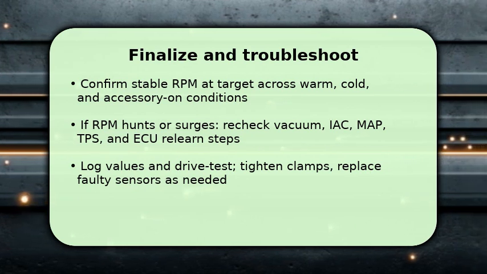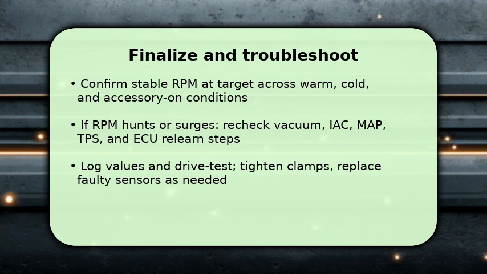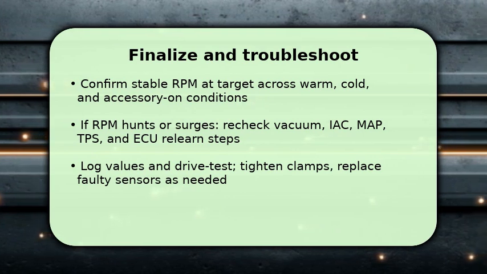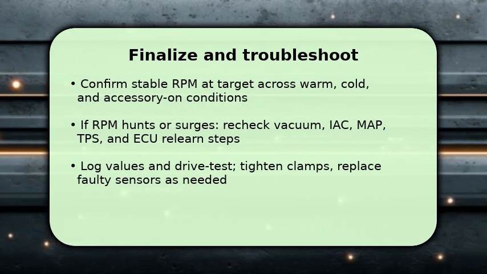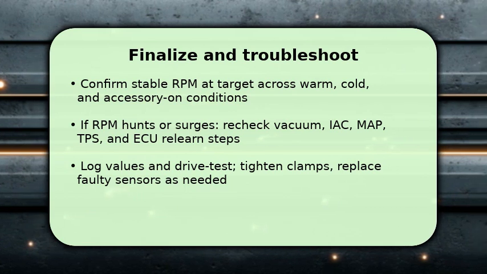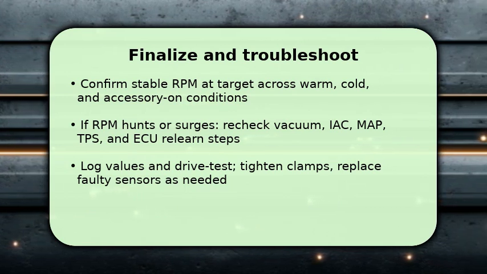If the RPM hunts or surges, systematically troubleshoot. Inspect vacuum lines and intake gaskets for leaks, test IAC and MAP sensors, verify TPS calibration, and perform ECU relearn.